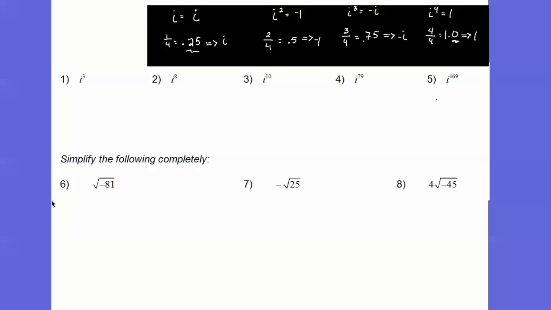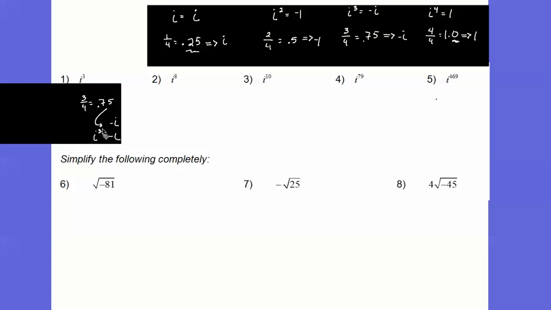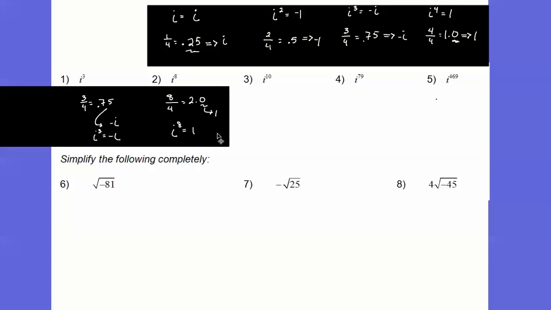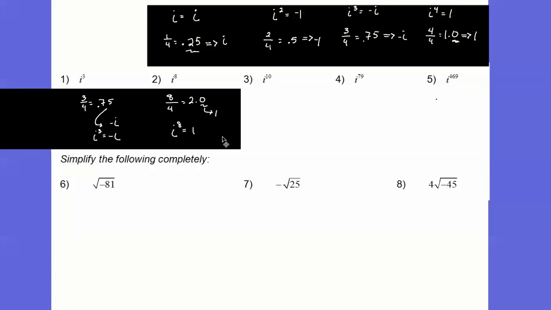So we have several problems here. Here, I have i cubed. I take the exponent, 3 divided by 4. That gives me 0.75. This 0.75 is an indicator that I am looking at negative i. So I can say i cubed is equal to negative i. Next one, i to the 8th. I take the exponent of 8 divided by 4, I get 2.0. This decimal of 0.0 indicates that I'm looking at the value of 1. So i to the 8th is equal to 1.